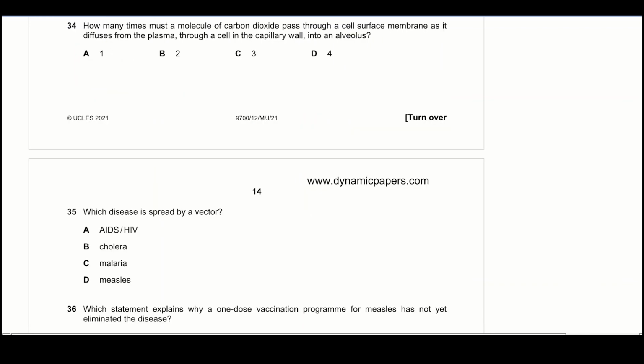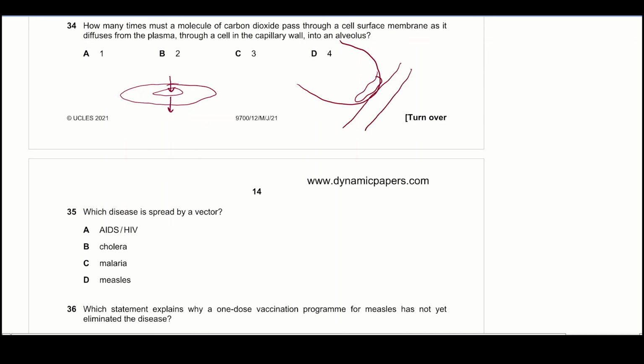4. How many times must a molecule of carbon dioxide pass through a cell surface membrane as it diffuses from plasma through a cell in the capillary wall into the alveolus? So let's draw them out. Let's assume that this is going to be the alveolus. And we know that the alveolus have squamous epithelium cells, which almost looks like a fried egg. The squamous epithelium cell, the oxygen has to move through the first phospholipid bilayer, then into the second phospholipid bilayer or cell surface membrane. Let's draw this.